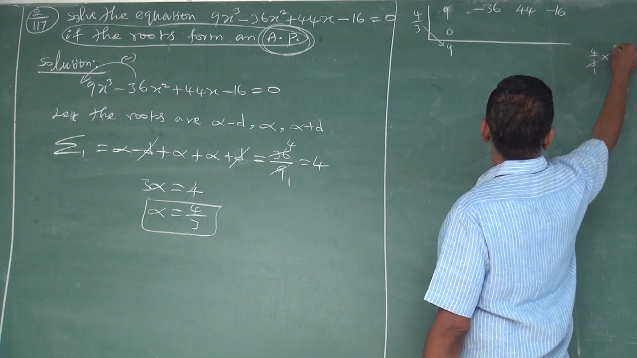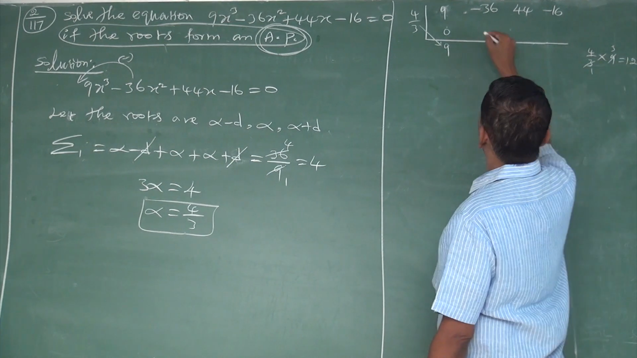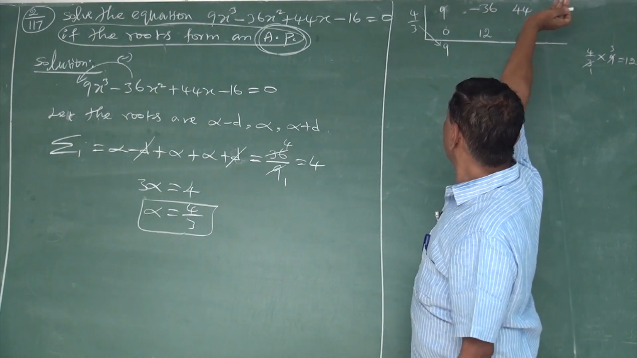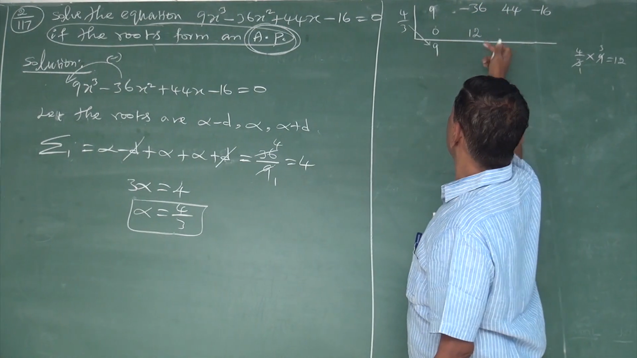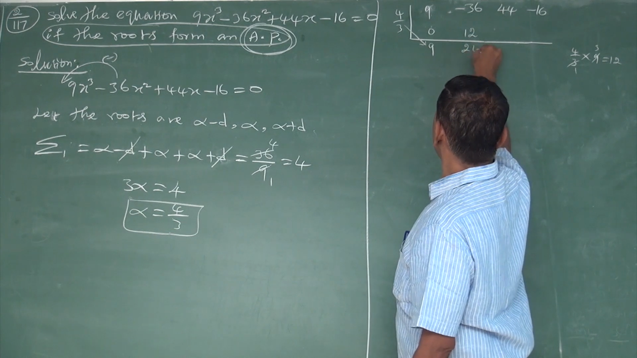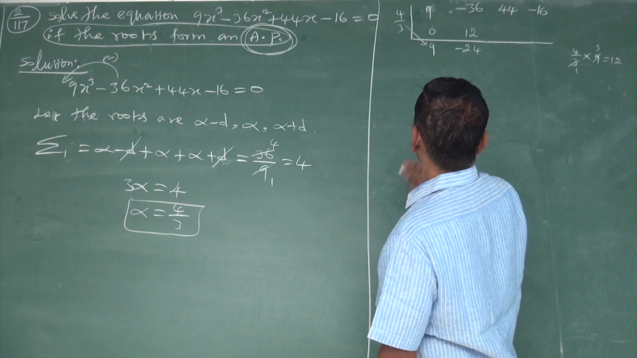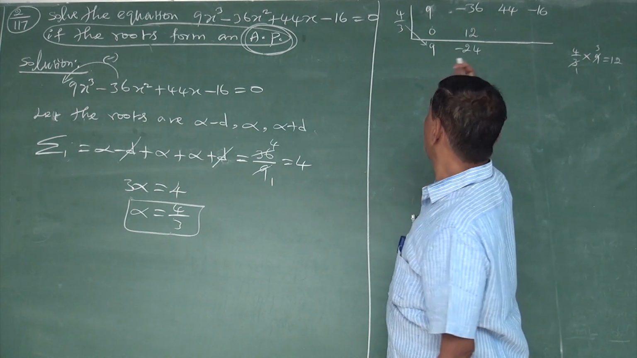1 3 is 3, 3 3s are 9, which is equal to 12. Write 12 here. Now your answer is very good, minus 24, correct, because we want to add minus plus different sign, so your answer is 24. And the big number before sign minus.